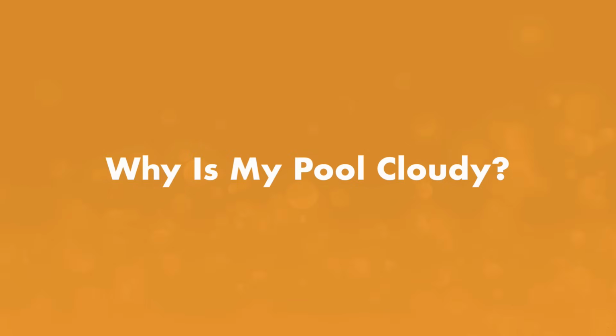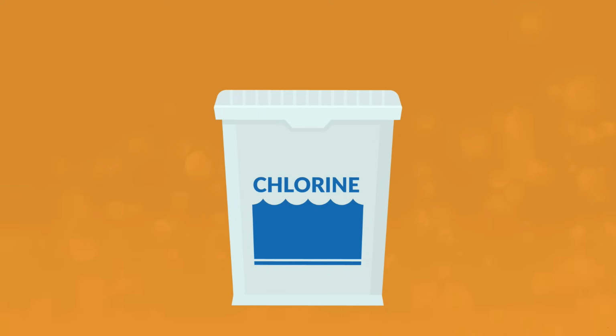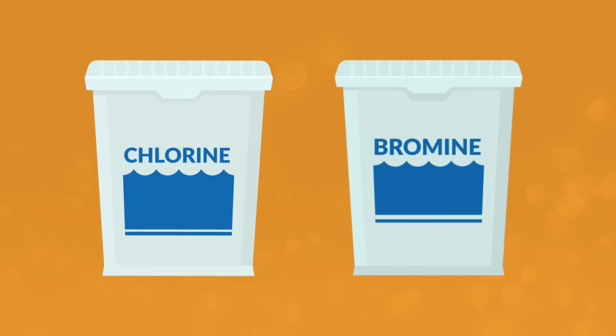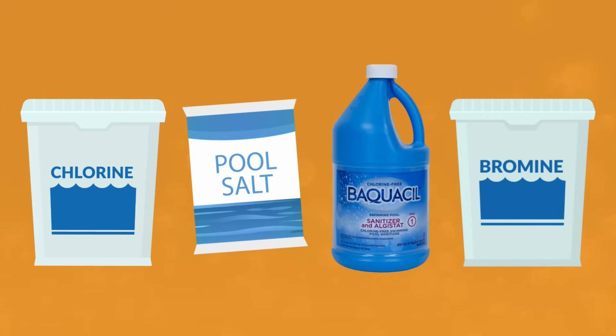First, why is your pool cloudy? There's a few reasons it might be cloudy. The first reason is low sanitizer. You may not have enough chlorine or bromine or salt or minerals or Aquasil or whatever sanitizer you use. There may not be enough. And when there's not enough, things can get into your pool and cause it to become cloudy.